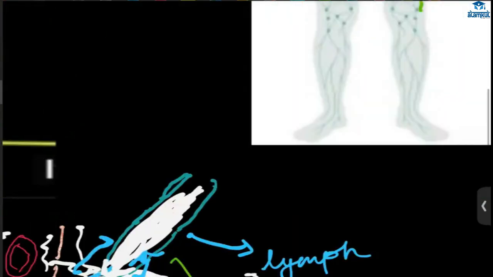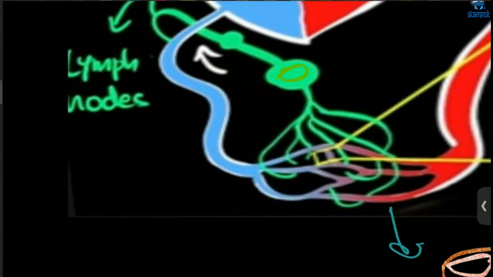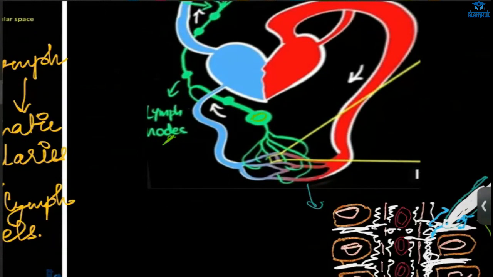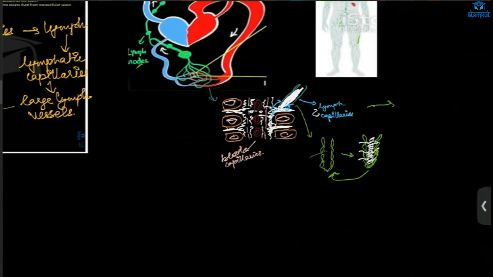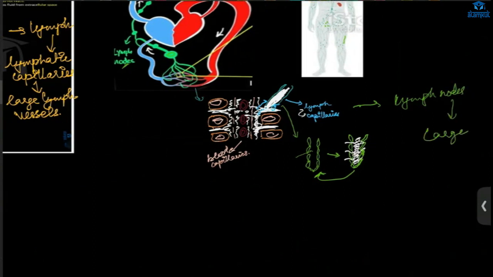What does it do? If any pathogens come, this will act as police. It will kill them off. These lymph capillaries will go to the lymph nodes, the middle point, and then they will go to larger vessels, lymph vessels. Lymph capillaries are small. Then they'll go back to the veins. This is the flow of the lymph.